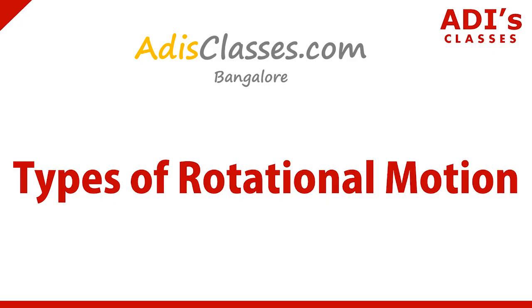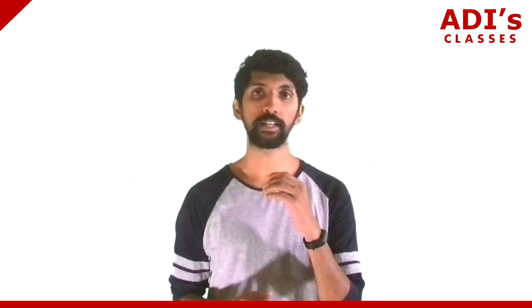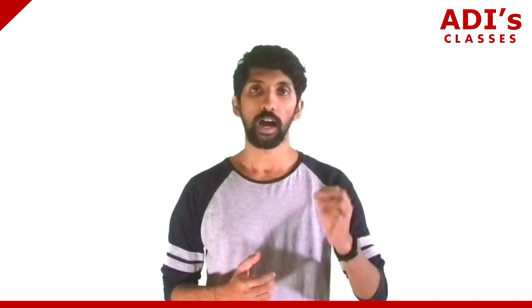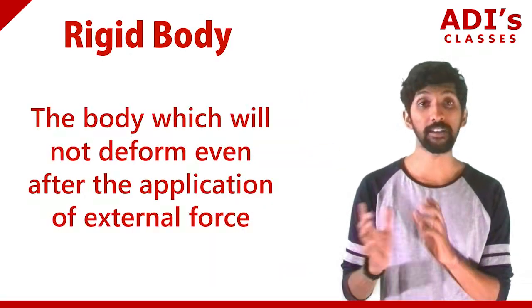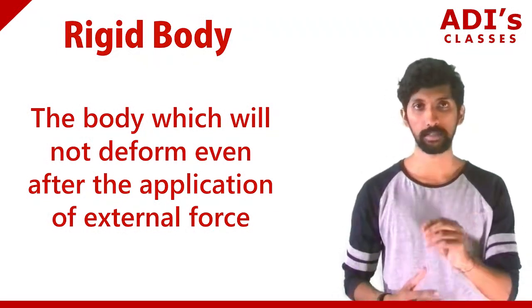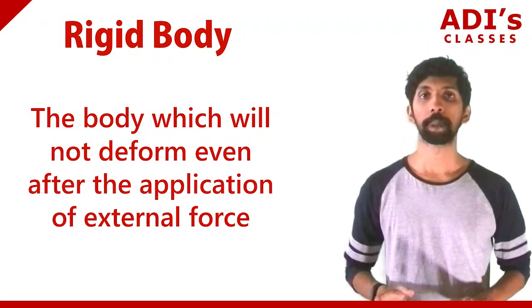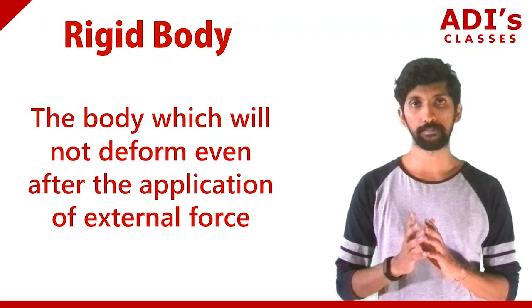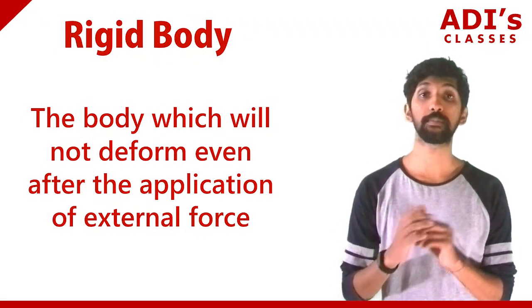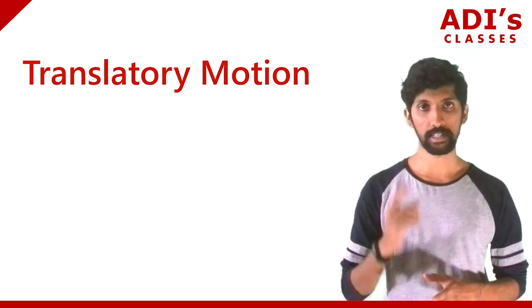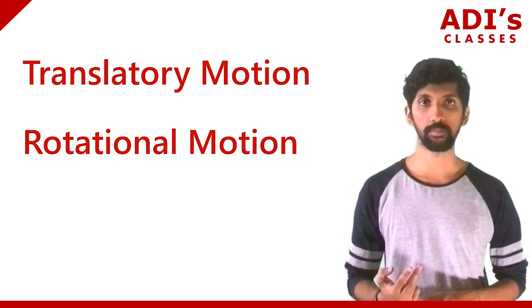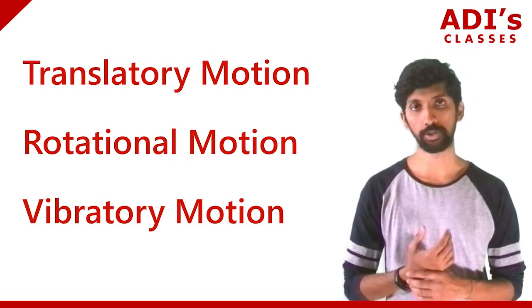When we talk about a rigid body, how we define a rigid body is a body where external forces will not deform the particular body. That's basically a rigid body. Now, a rigid body can undergo different types of motion. Mainly there are three types of motion: one is translatory motion, rotational motion, and vibratory motion.